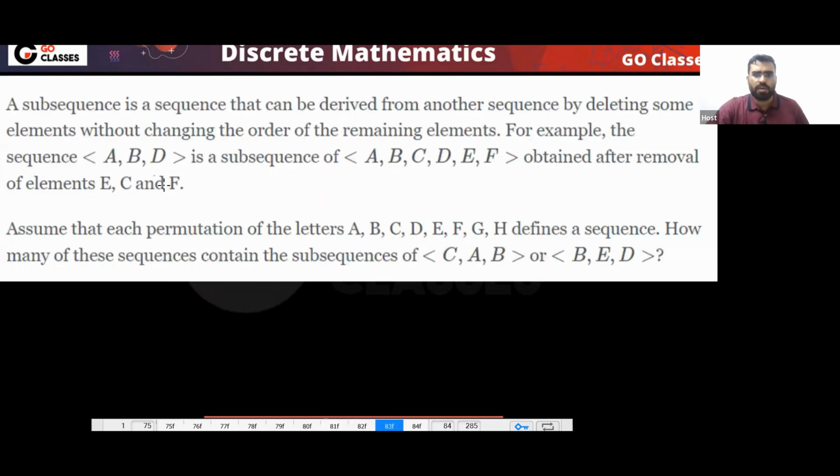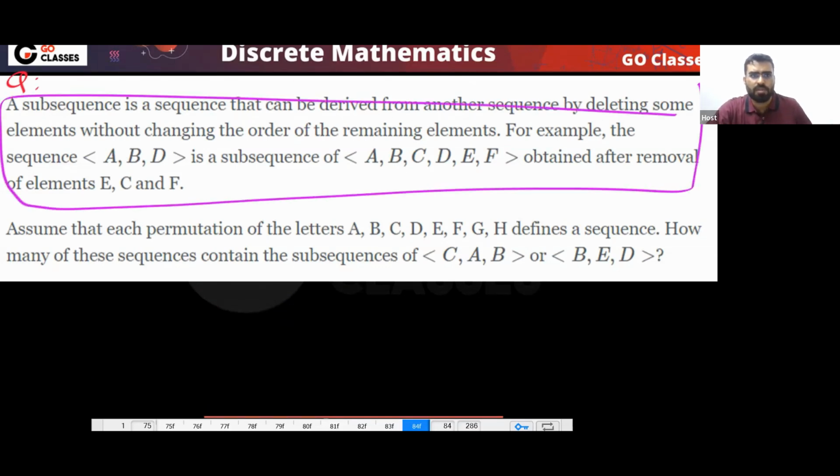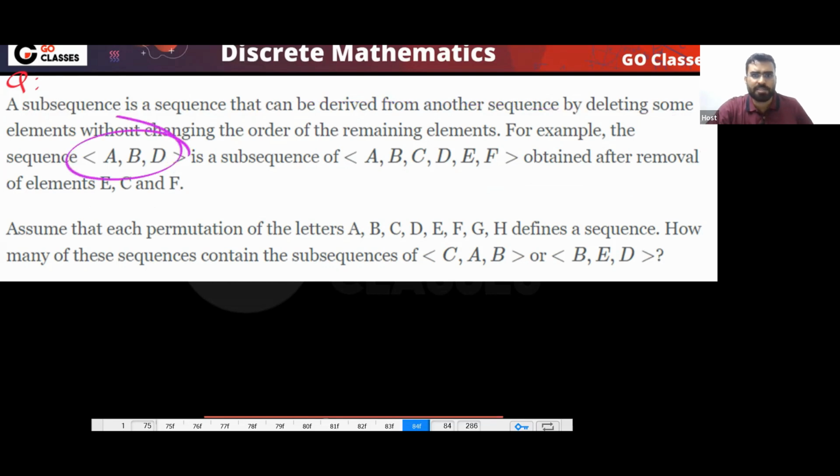Next, let's solve this question. This is a question from some university, so this is a nice question. So try this. The subsequence definition is given. This is the definition of subsequence we already know. For example, ABD is a subsequence of this. If you delete some letters, then you will get ABD. If you remove these, then you will get ABD. This is the definition of subsequence.